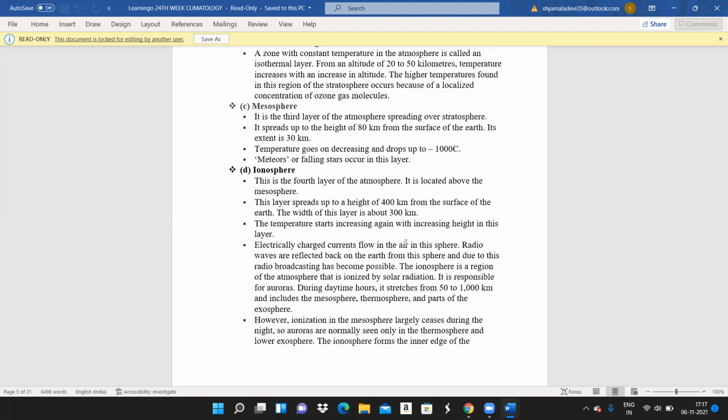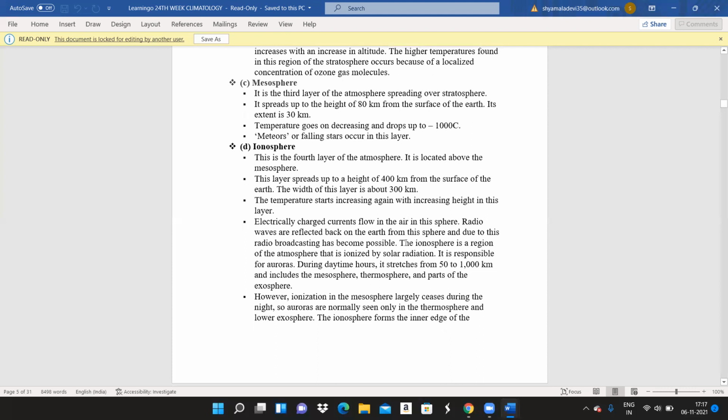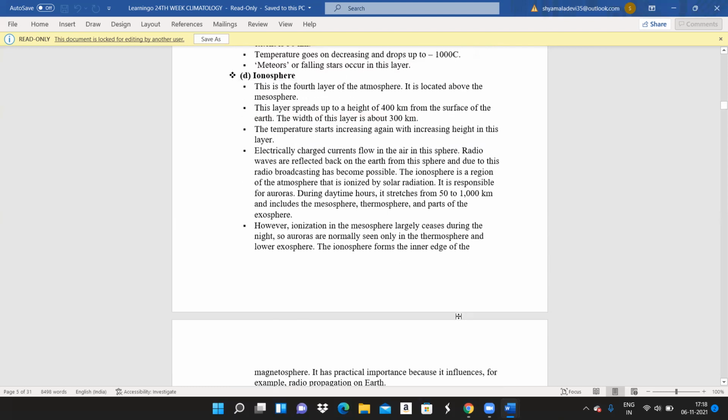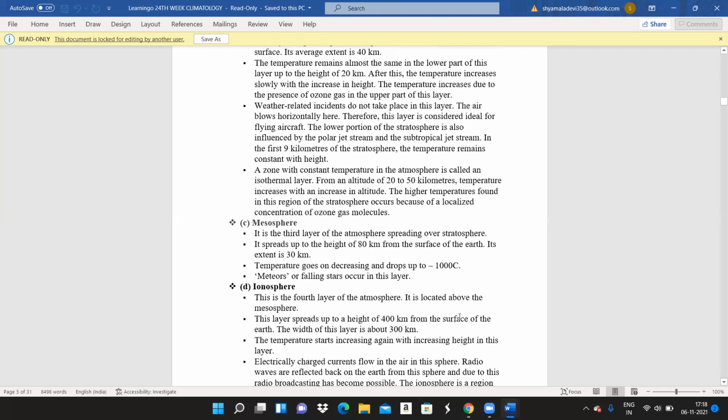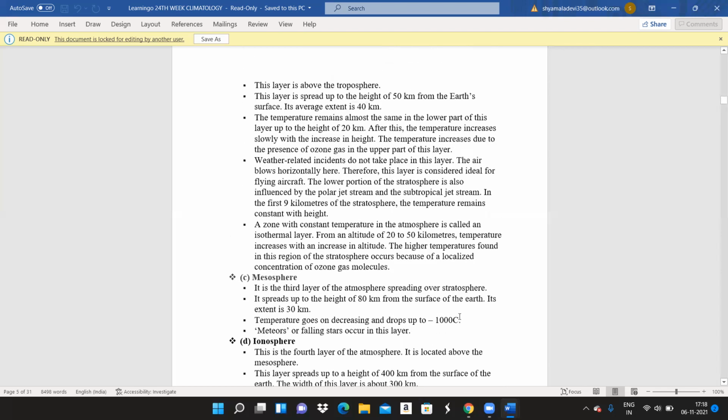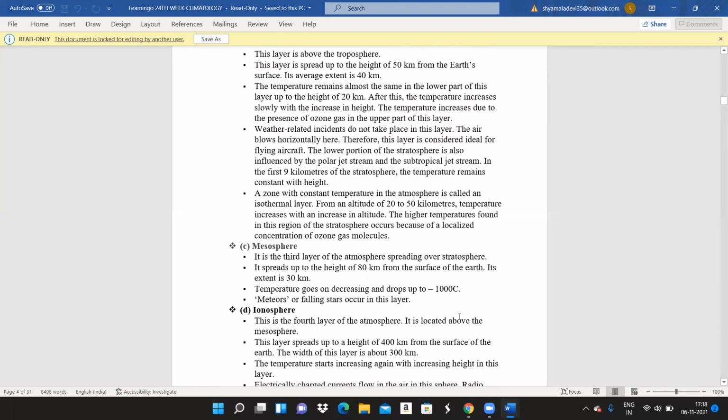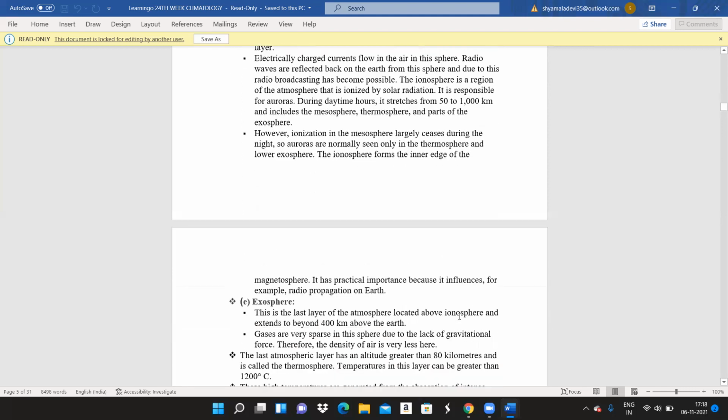The ionosphere is a region of the atmosphere that is ionized by solar radiation, and is also responsible for the auroras. During the daytime, it stretches and all that. However, it largely ceases during the night, so auroras are normally seen only in the thermosphere and lower exosphere. So the ionosphere is meant for radio wave reflection. And where do the planes, aircraft, fly? I said which sphere? Just now I told. Stratosphere. Stratosphere for planes. Ionosphere is where radio waves are reflected.